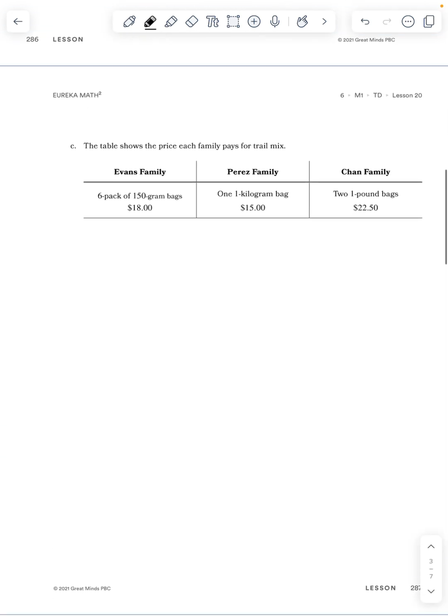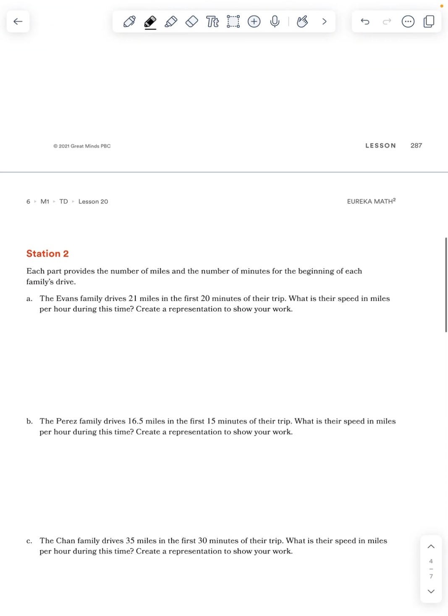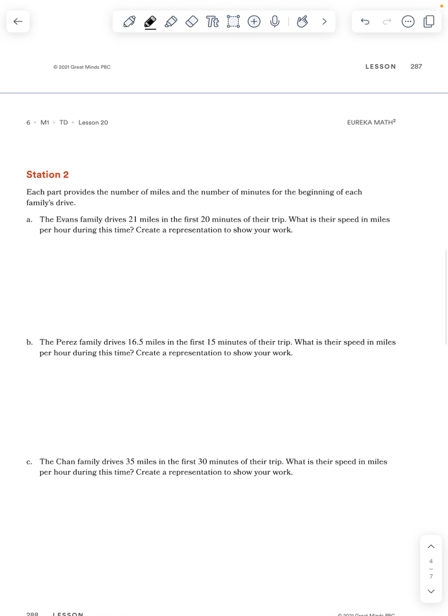All right, let's work one from station 2. So in station 2, the Evans family drives 21 miles in the first 20 minutes. What is their speed in miles per hour? So that's our question. So I'm going to go ahead and highlight that. What is their speed in miles per hour?